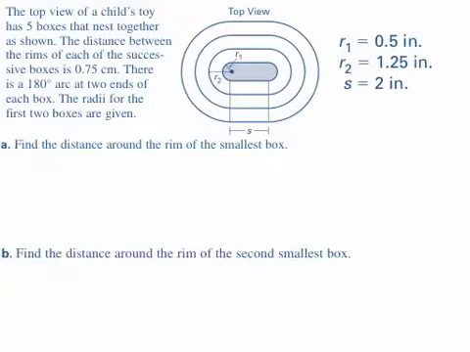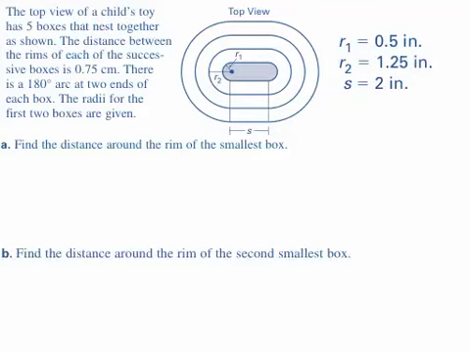This next example says, the top view of a child's toy has 5 boxes that nest together as shown. The distance between the rims of each of these successive boxes is 0.75 centimeters. There is a 180-degree arc at 2 ends of each box. The radii for the first boxes are given. A asks us to find the distance around the rim of the smallest box.